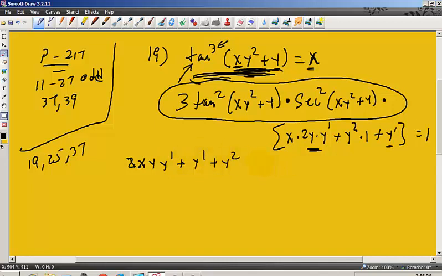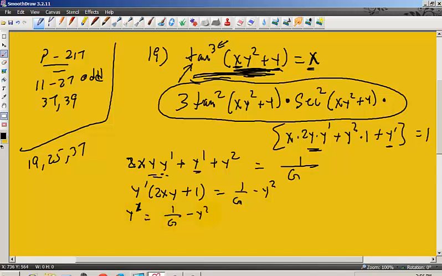I just rearrange these, and then 1 over, I'll just call that garbage for right now. You can do that as long as you bring the garbage back in. If you take garbage out, you got to bring garbage back in. Can't leave your garbage out. I'm going to subtract y squared, factor out of y prime, so y prime times 2xy plus 1 is equal to 1 over garbage minus y squared. I'm going to divide everything by this, so my y prime is equal to 1 over garbage minus y squared, all that over 2xy plus 1.